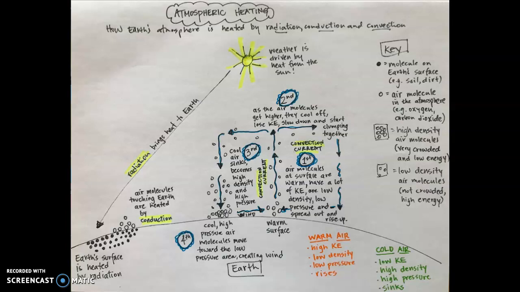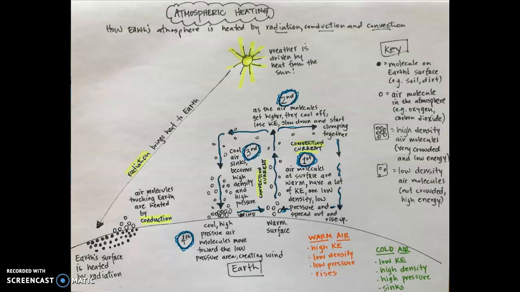And as you will see as we go through our meteorology unit, all weather is driven by heat from our sun. And it's radiation that brings thermal energy from the sun to Earth. And radiation is heating the surface of the Earth. So if you look way over on the left part of the diagram, it shows solid round circles. And if you look over on the key, those solid round circles represent molecules on Earth's surface, such as soil and dirt. So Earth's surface is directly being heated by radiation.